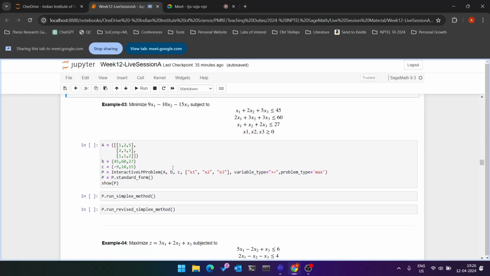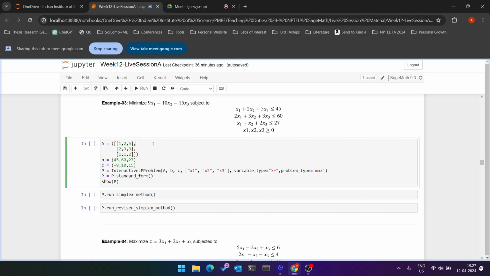Example number 3 will be minimizing an objective function of the form 9x1 minus 10x2 minus 15x3 subject to the constraints given below. So we have been given three inequality constraints where the left hand side is less than or equal to the right hand side. From these three, we can create a 3 by 3 matrix for the constraint coefficients, a 3 by 1 vector for the constraint right hand side, and we also have three coefficients for our objective function. Apart from this, our variables x1, x2, x3 are necessarily non-negative.